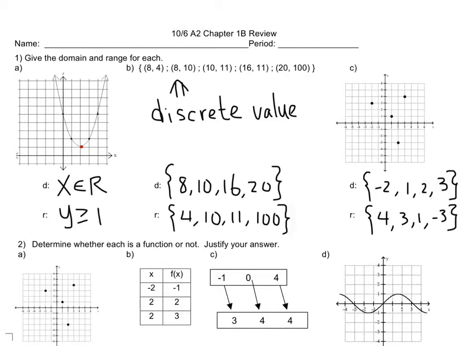Take a look at example number 1A. You are given a graph, and what does the graph look like? We have been practicing this for the last few days about transformations, so I'm assuming you know it's a quadratic equation. It looks like an opening up parabola. That's a quadratic. So what's going to be my domain and range?